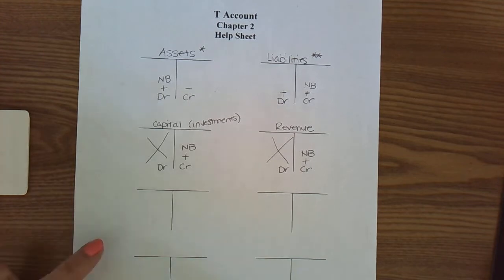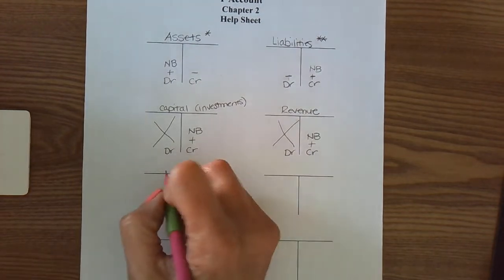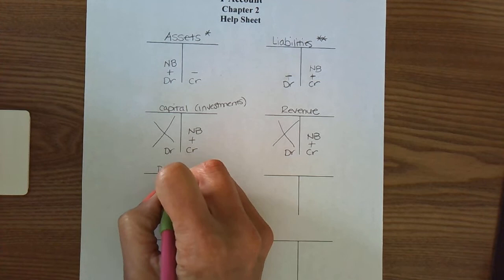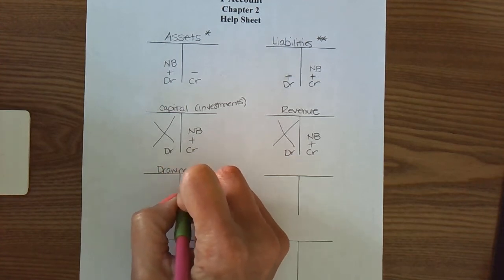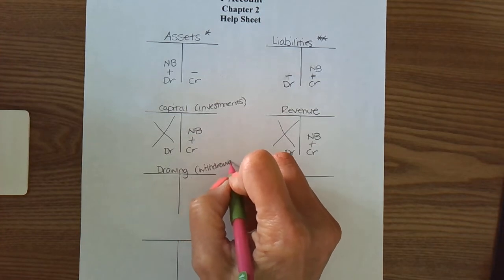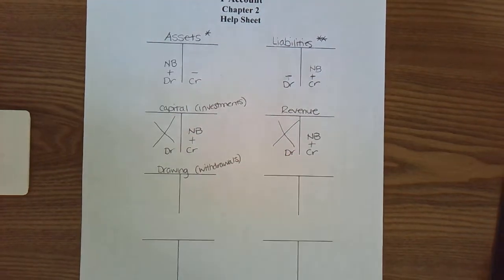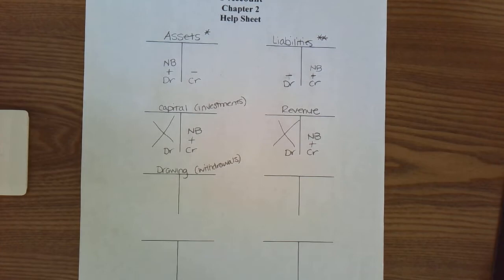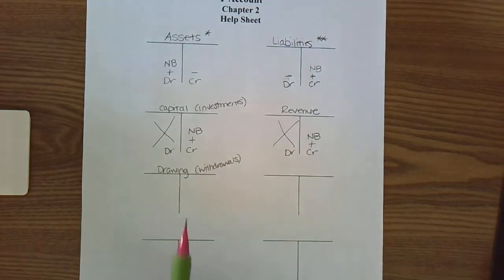All right, underneath capital, back to the left, this is our drawing account. And this is for all the owner withdrawals. Remember that that is a legitimate transaction for a company. The owner invests, that goes in capital, and then the owner can start taking the money back out that they invested through the drawing account. We have to keep track of it, but it is legitimate in our accounting world.